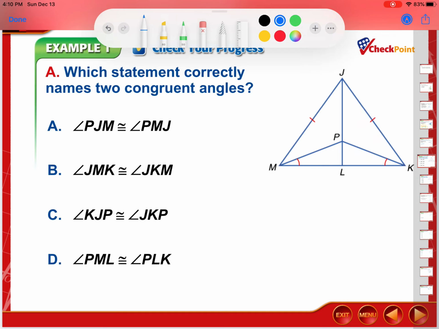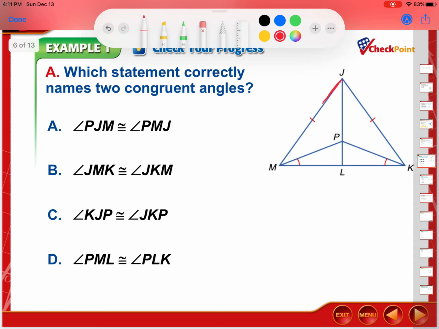So, which statement correctly names two congruent angles? Okay, so anytime we have a multiple choice question like this, instead of going in and labeling literally everything in the problem, what I like to do is just go in and check each answer and work from there, because that's going to be the more efficient way to solve the problem. Now, that being said, you could go in and say each angle that's going to be congruent and then solve it that way, but I just don't think it's wildly efficient. So I choose to do it this way.